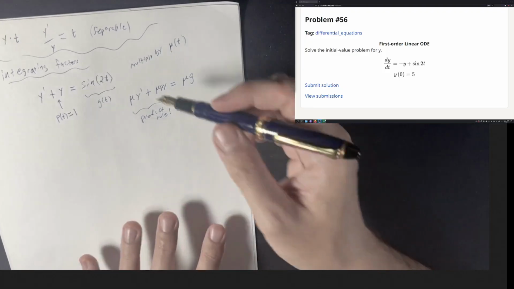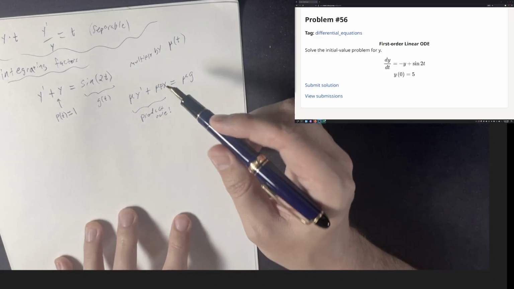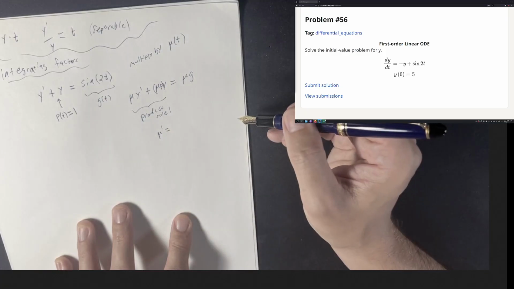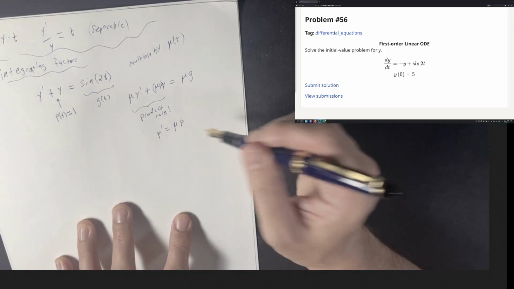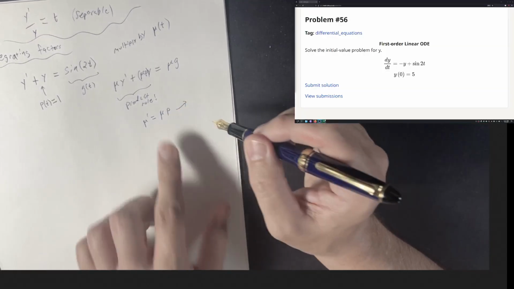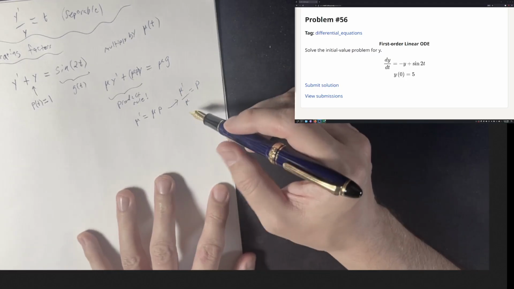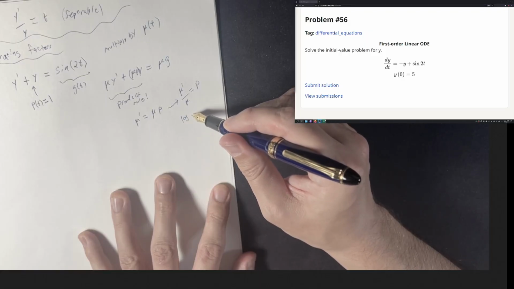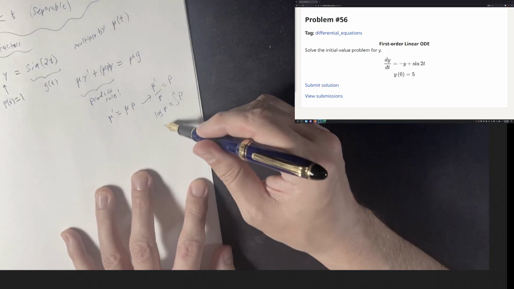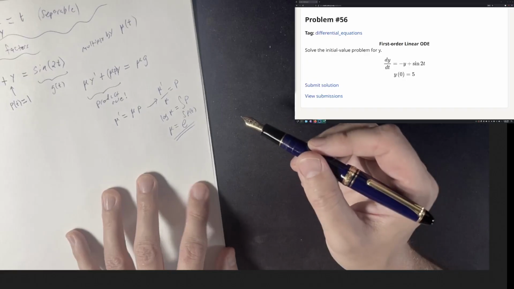But how is it the product rule? If this is not differentiated, it would need to be the case that mu's derivative is this part, mu times p. Separately from this, you would have to solve this, but this is separable. Mu prime over mu is p, means that log of mu is the integral of p, meaning mu is e to the integral of p. And that is what's called the integrating factor.